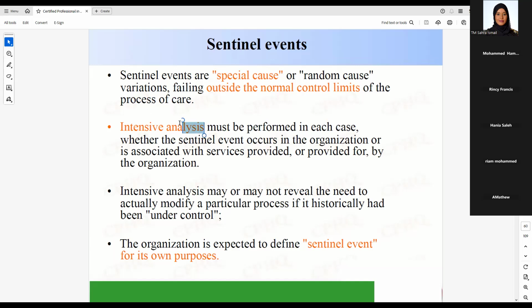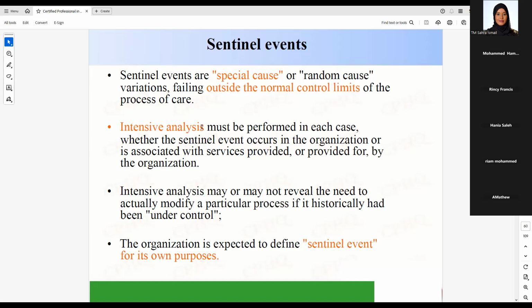Intensive analysis. This is very important. The word intensive analysis must be performed in each case, whether the sentinel event occurs in the organization or is associated with the service provided by it. Intensive analysis may or may not reveal the need to actually modify particular processes if it's historically under control. The organization is expected to define sentinel event for its own purposes.